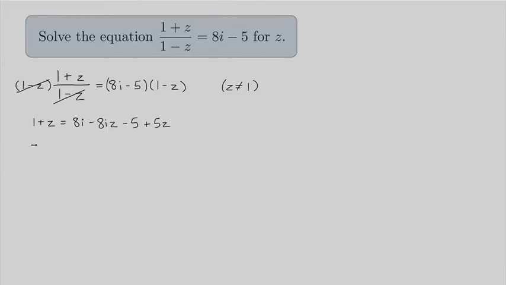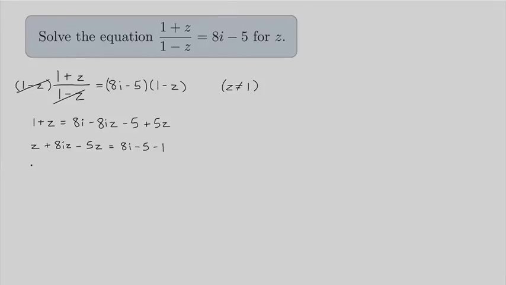Now I'm going to put all the z stuff on the left-hand side. So I have a z, I'm going to move the 8iz over to the left, and I'm going to move the 5z over to the left, and move everything else to the right. So I have an 8i on the right, I have a minus 5 on the right, and I'm going to subtract a 1 from both sides and bring the 1 over to the right.